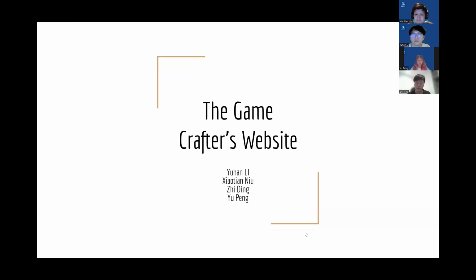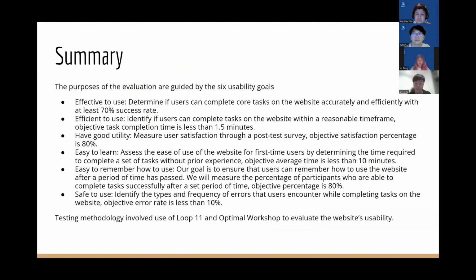Hi everyone, our group's going to do a presentation regarding the Game Crypto website. The evaluation focuses on 4 representative features of the website, using tools like Loop 11 and Optimal Workshop to conduct usability testing, including a total of 15 participants for online testing and 5 participants for offline testing. 4 main findings will be identified, and there will be feasible recommendations to solve them.